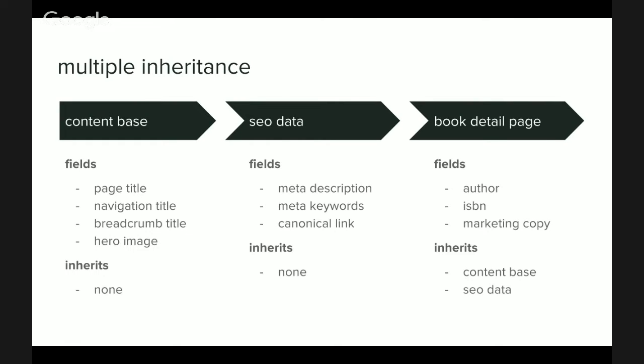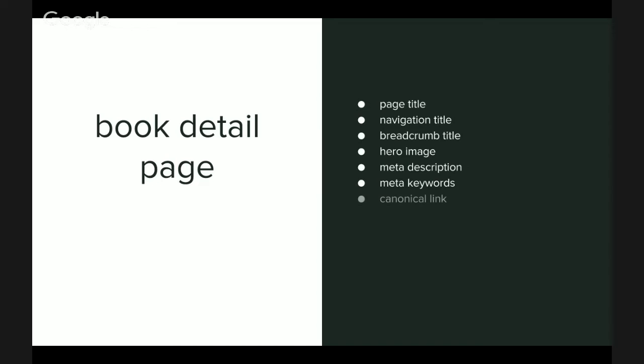Where it gets interesting is now we're going to create a book detail page. This book detail page is going to have all the information that goes along with a book, like the author, the ISBN, and some marketing copy. When we look at what fields are available on a book detail page, we not only have the author, ISBN, and marketing copy, but we've inherited from those other 2 templates, and we get those fields as well. So you have a really nice model for building an inheritance structure without having to repeat yourself. If you're using the same field on several different items within Sitecore, you only have to define it once, and you can reuse that template over and over.